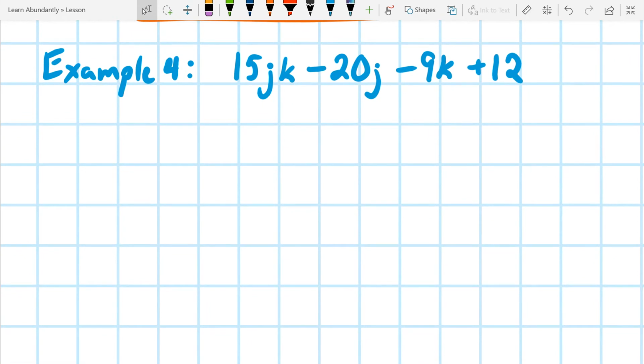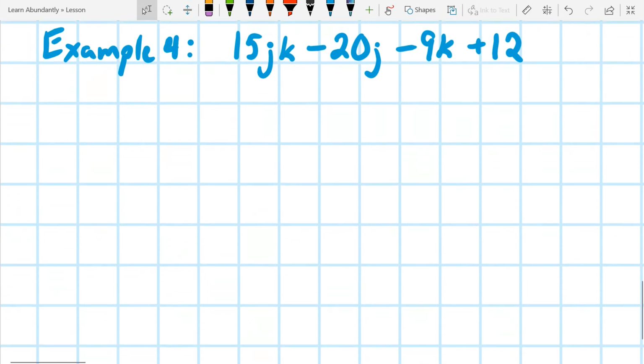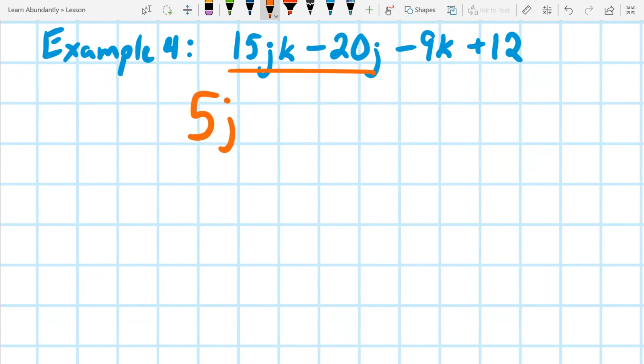Well, another thing they could do is they could give you 2 different variables. So you notice there's no squares or cubes in this one, but we have j's and k's. So if we start pulling this apart, I'm going to leave it in the order it's in because we have the 2 j's right up front. So I know I can take the 2 j's out of here. I'm also going to take out a 5. So I'm going to take 5j. And that would leave me with 3k minus 4.